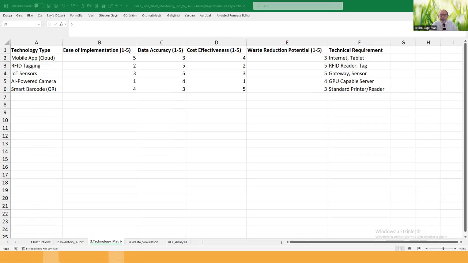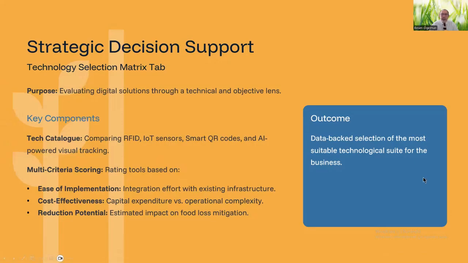After making our diagnosis, it's time to generate solutions. The technology matrix page offers a decision support mechanism based entirely on rational and technical criteria rather than emotional or habitual preferences. Here, we evaluate a wide technological range from RFID tags to health sensors and from AI-powered camera systems to cloud-based mobile applications.